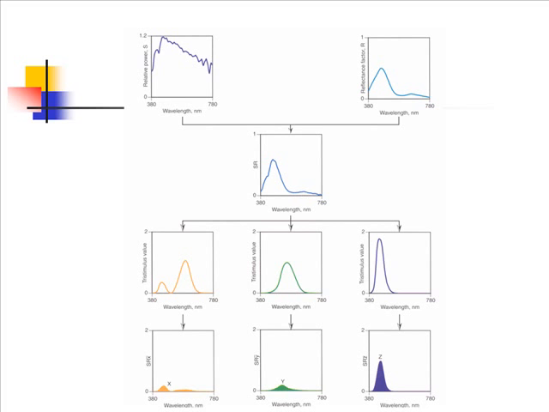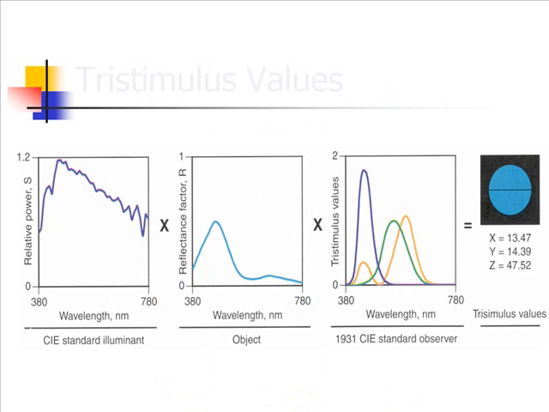If we put it in terms of the graphs like we showed earlier, we look at it this way. We now still have our light source curve. We multiply it times our object curve. We multiply it times our 3 standard observer curves, and we end up with an X, Y, and Z value, tri-stimulus values. In this case, they're blues, like I mentioned. Our X is about 13, our Y is about 14, and our Z is about 47.